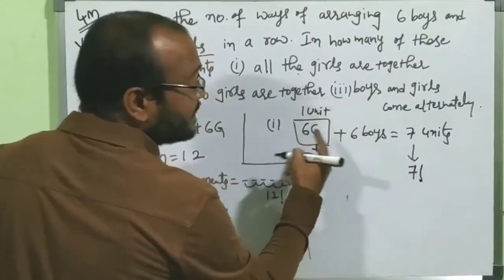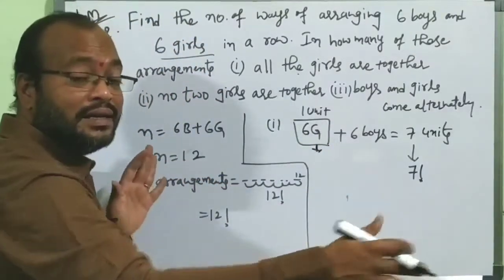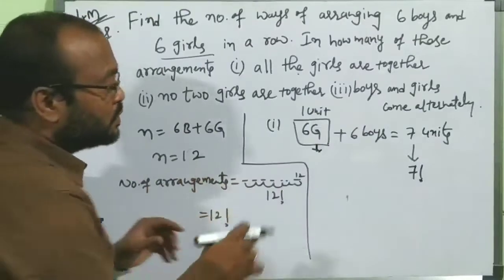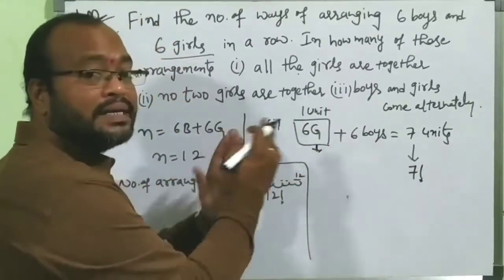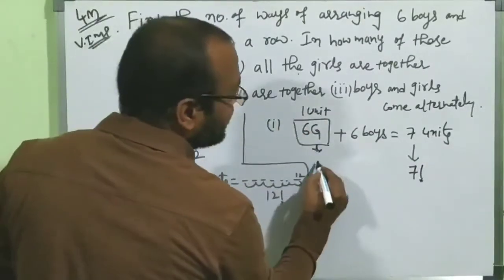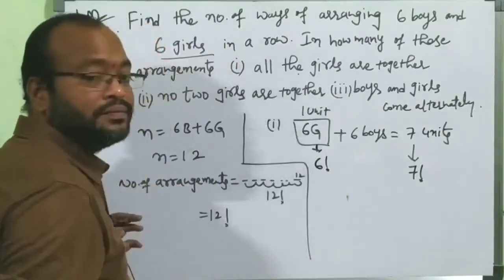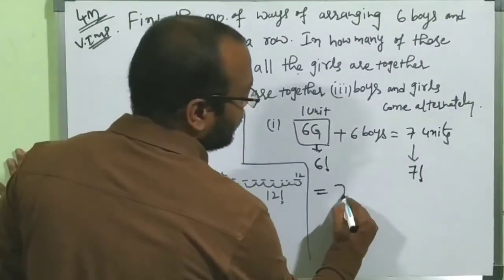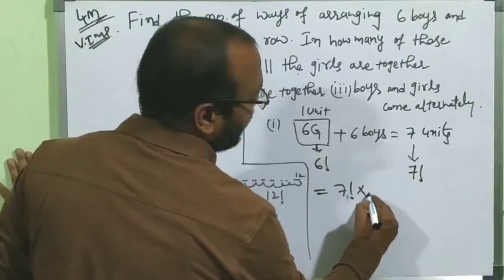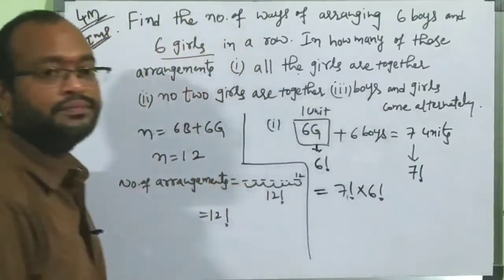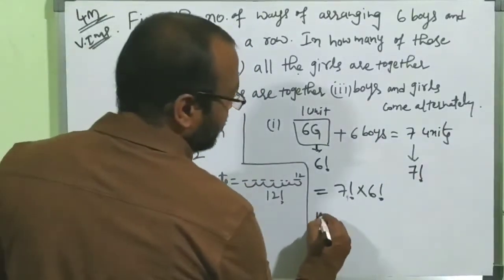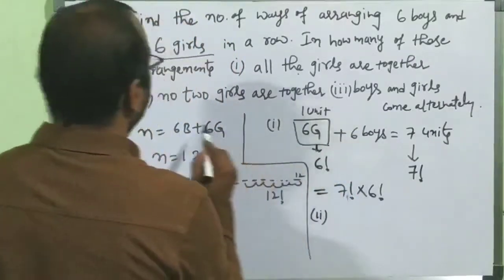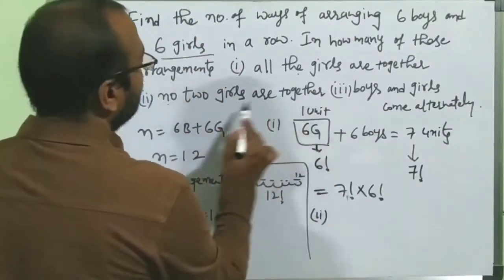Now in these 6 girls, 6 different girls are there. They may interchange. So for 6 girls, automatically 6 places are there for them. They may interchange in 6 factorial ways. By the fundamental principle, the number of arrangements will be 7 factorial into 6 factorial. Is it clear? In the same manner, in the second question, what he says here is, no 2 girls are together.